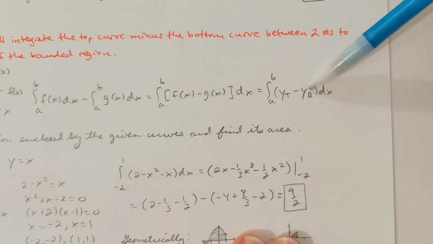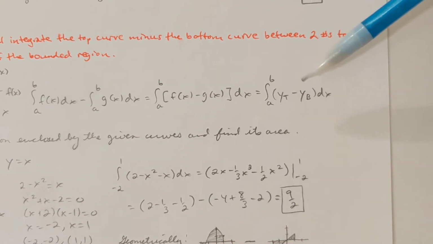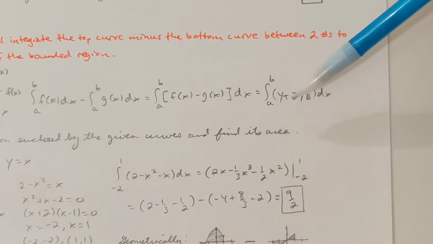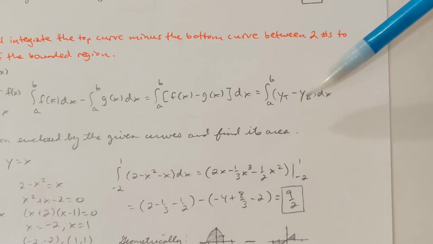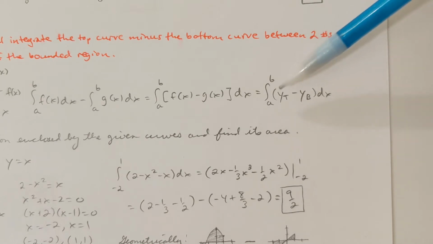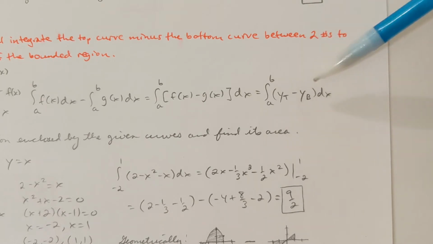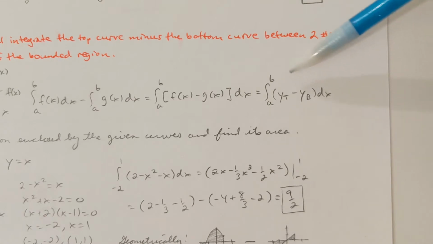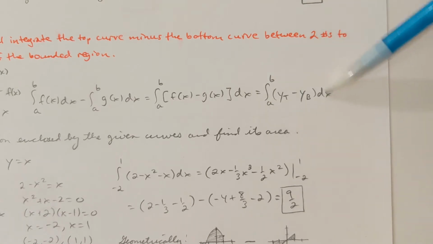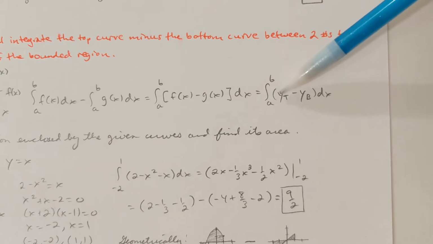Here's some notation that you'll see in the book. y sub t represents the top curve, y sub b represents the bottom curve. Now y is an expression of x, so everything about this integral will be in terms of x, even though I've got y. y is an expression involving x.